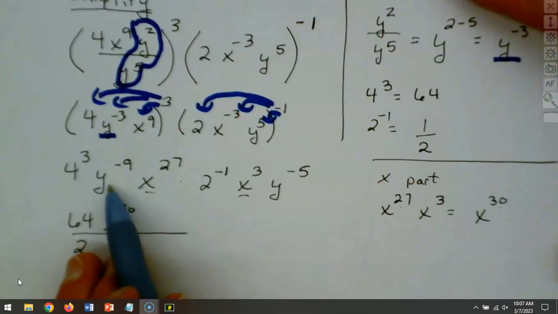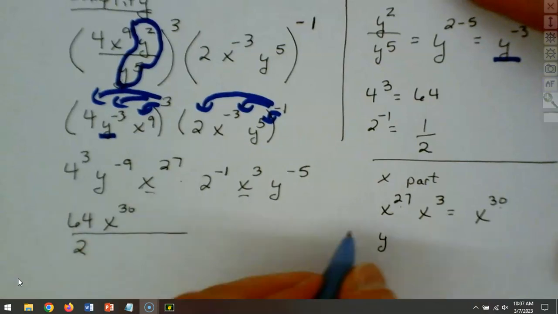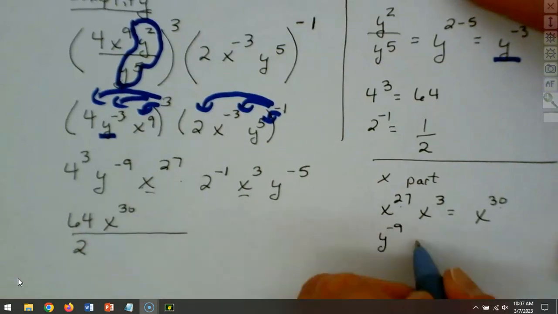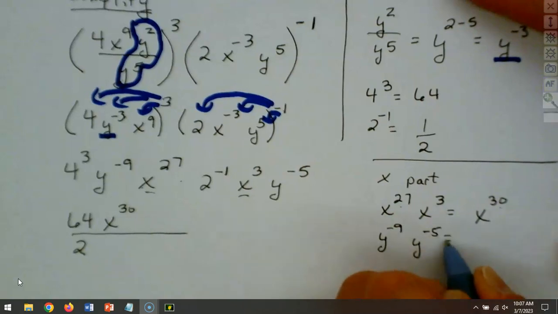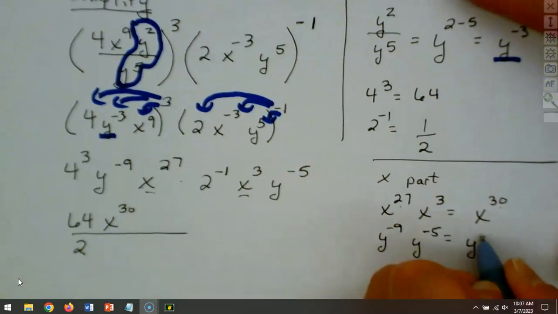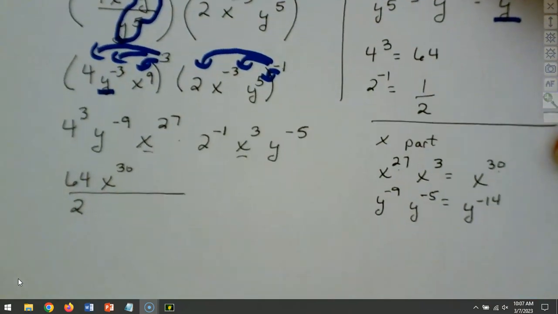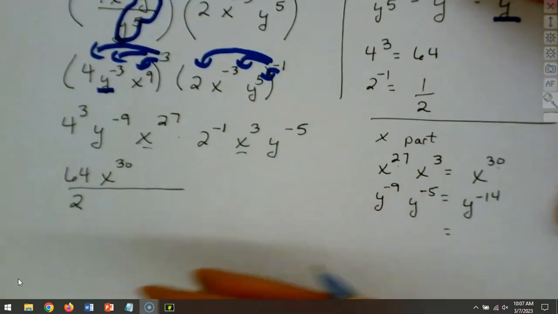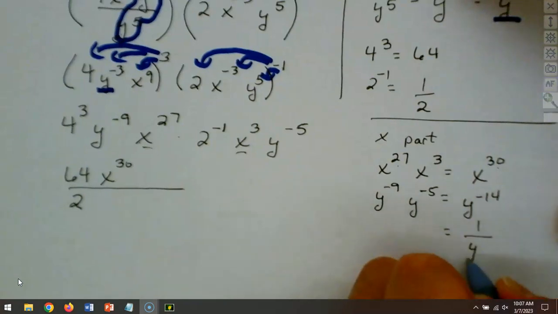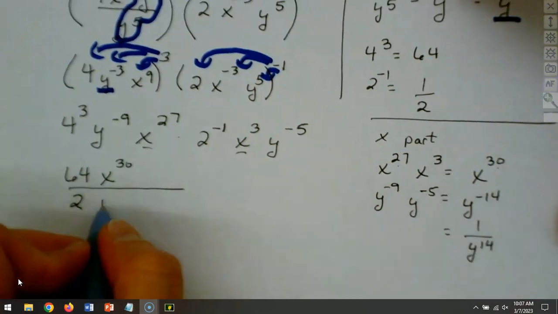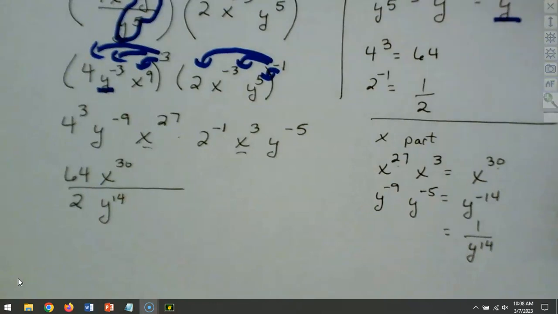And then we'll look at our y's. So we have a y to the negative 9th, y to the negative 5th. Those go together and make it y to the negative 14th. And what do we know about y to the negative 14th? It's 1 over y to the 14th power, so that's going to go down below.